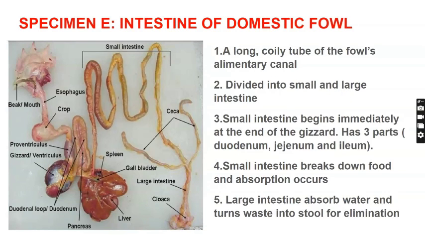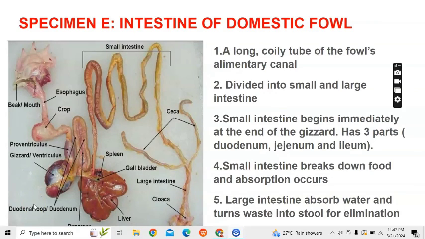Specimen E is the intestine of the domestic fowl. The intestine, you're asked to describe it. That is a long coily tube of the domestic fowl's alimentary canal. It is divided into the small and the large intestine. The small intestine begins immediately after the gizzard, and it has three parts, which are the duodenum, the jejunum, and the ileum.